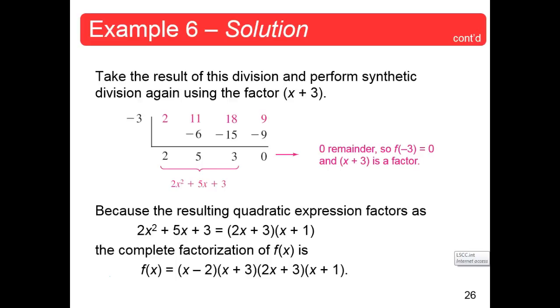You're not setting it equal to 0 because you're not looking for zeros, you're looking for factors. So just factor that. 2x squared plus 5x plus 3 is indeed 2x plus 3 times x plus 1. And then the complete factorization would be your x minus 2 from the beginning, x plus 3 from there, 2x plus 3 from there, and x plus 1 from there. See how it works? You factored it completely, even though we had no tool to factor fourth degree polynomials. None whatsoever except synthetic division.